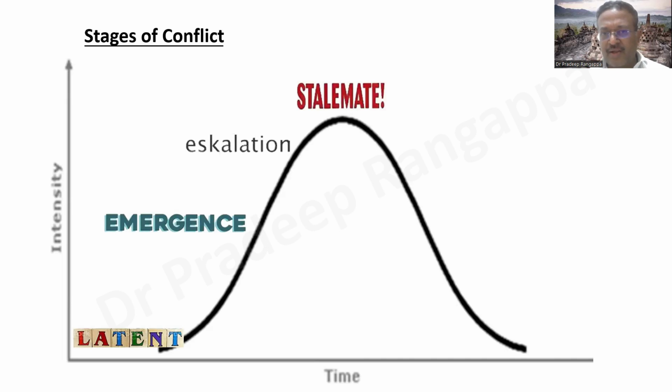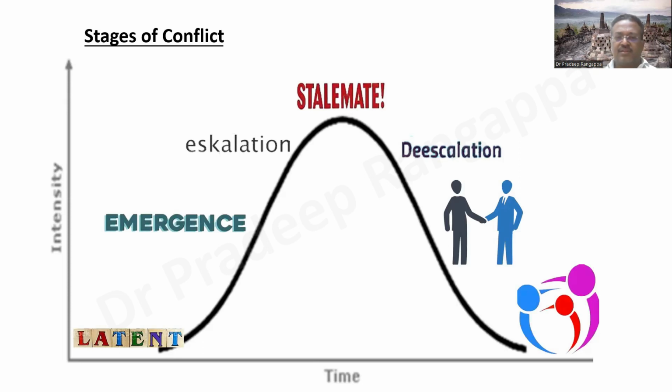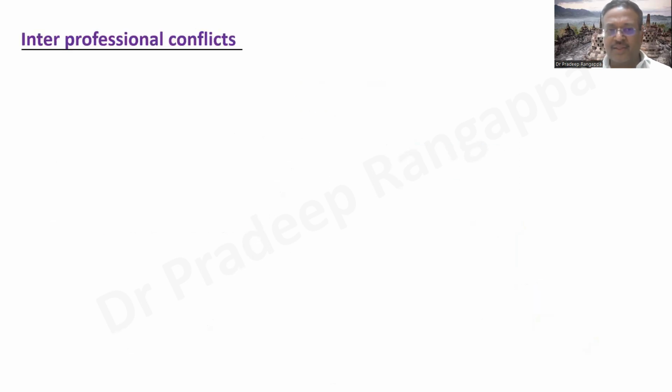Then you have a stalemate, where there is a great dissonance of trust between the treating teams and the patient, which is not a good thing to have. After that, there has to be de-escalation, then a dispute settlement, and then a post-conflict peace-building process that tends to happen. So these are the typical stages of conflict that have been described by various experts.